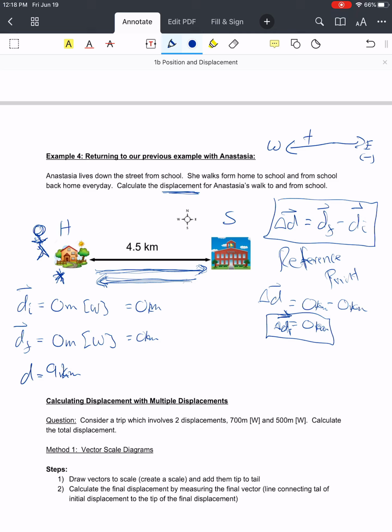Now, there is another way of doing it, because remember, we do have multiple displacements. I went from home to school and from school back home again. I'll do that in a separate video so I'll have more room, but I'll show you the second way of doing that after. So, multiple displacements.